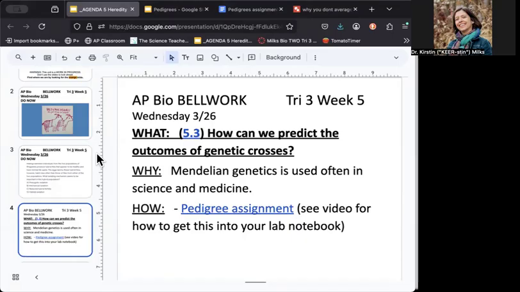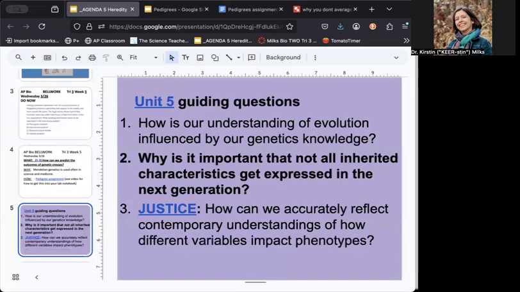So today's assignment is the pedigree assignment. It looks like a worksheet, but you are just going to answer the questions in your lab notebook this time. As promised, all work this week is either digital or done in your lab notebook. So here is our Unit 5 guiding question.